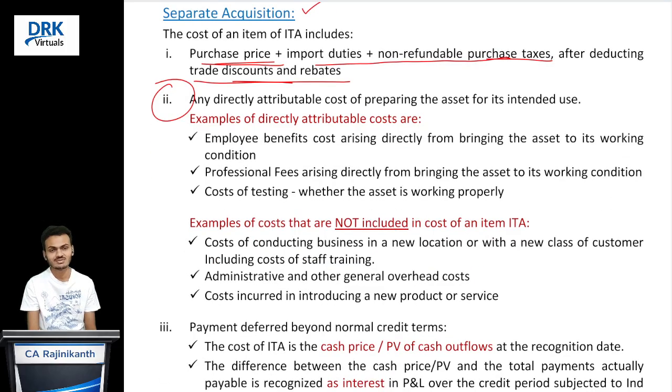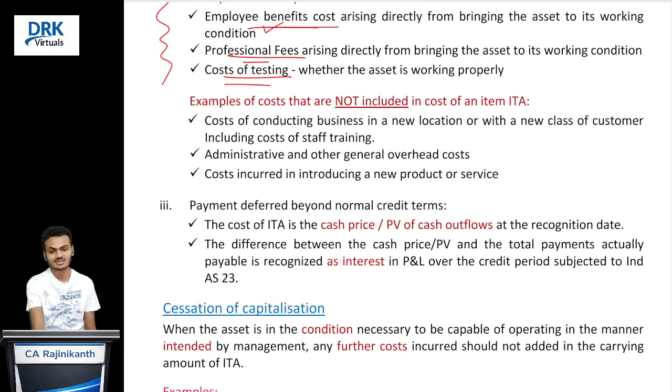Directly attributable cost means what? These are the costs we incur in order to get our intangible asset to its intended working condition. So that is the cost we should capitalize. The standard has given a few examples for that. Have a look. Employee benefit costs, salaries and wages that are directly related to bringing that asset to the working condition, we can capitalize. Professional fees. In order to make it working condition, we may need professional consultation. So whatever cost we incur, recognize, capitalize. And cost of testing, these are basically trial run expenses that also we can capitalize.